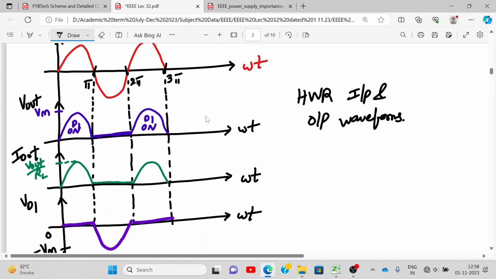And here we call it IM. What is IM given by? Vm upon RL. Remember that. I out is V out upon RL, right?